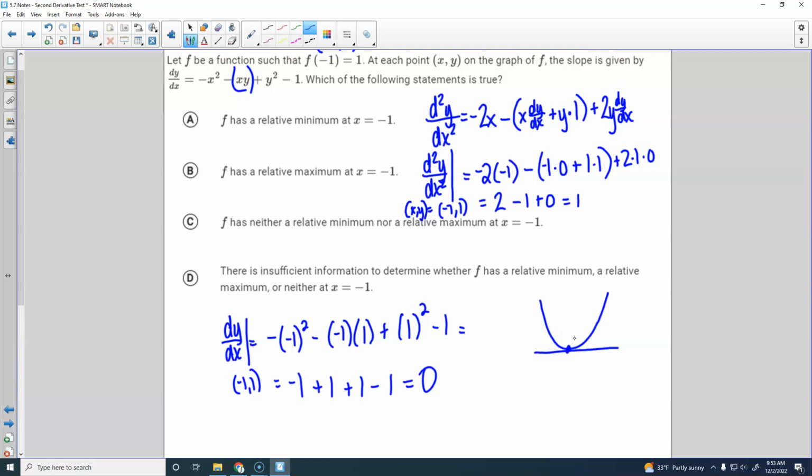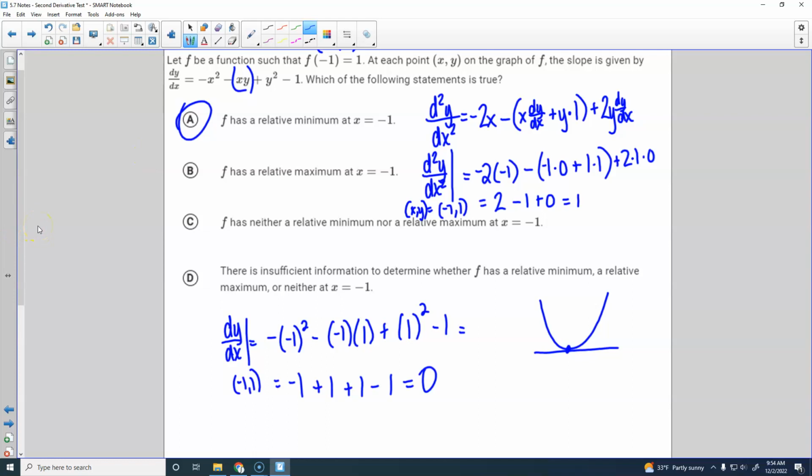Yes? I don't think so, because this will be 0. Yeah. And it may be different if you distributed your negative, but you still should get a minus 1 right there.